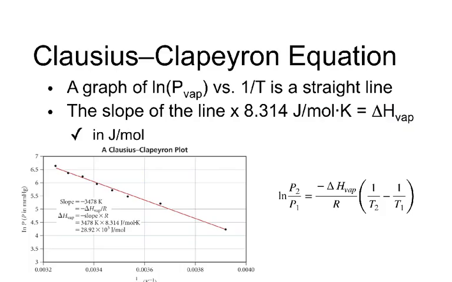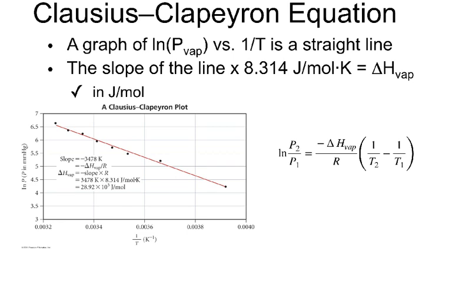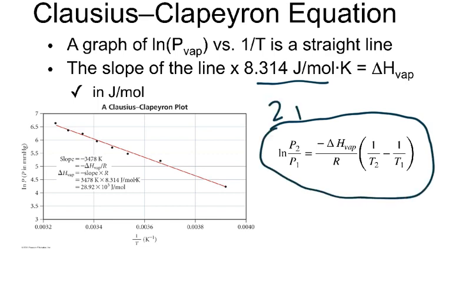Or, if you get the straight line, then the slope times your R value is your delta H of vaporization in joules per mole. Or we can use the 2-point form. So this is the 2-point form. If you're given 2 pressures and 1 temperature, you can solve for the other temperature. Or if you're given 2 pressures and 2 temperatures, you can solve for a delta H of vaporization.